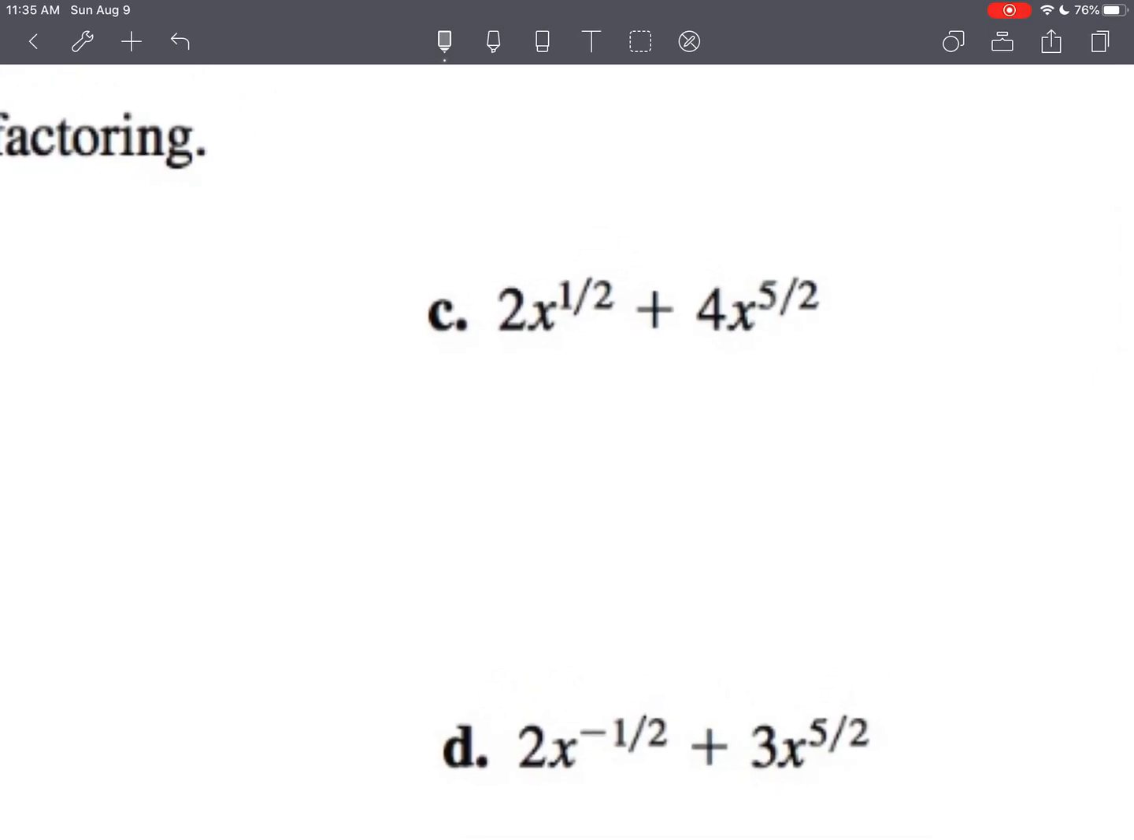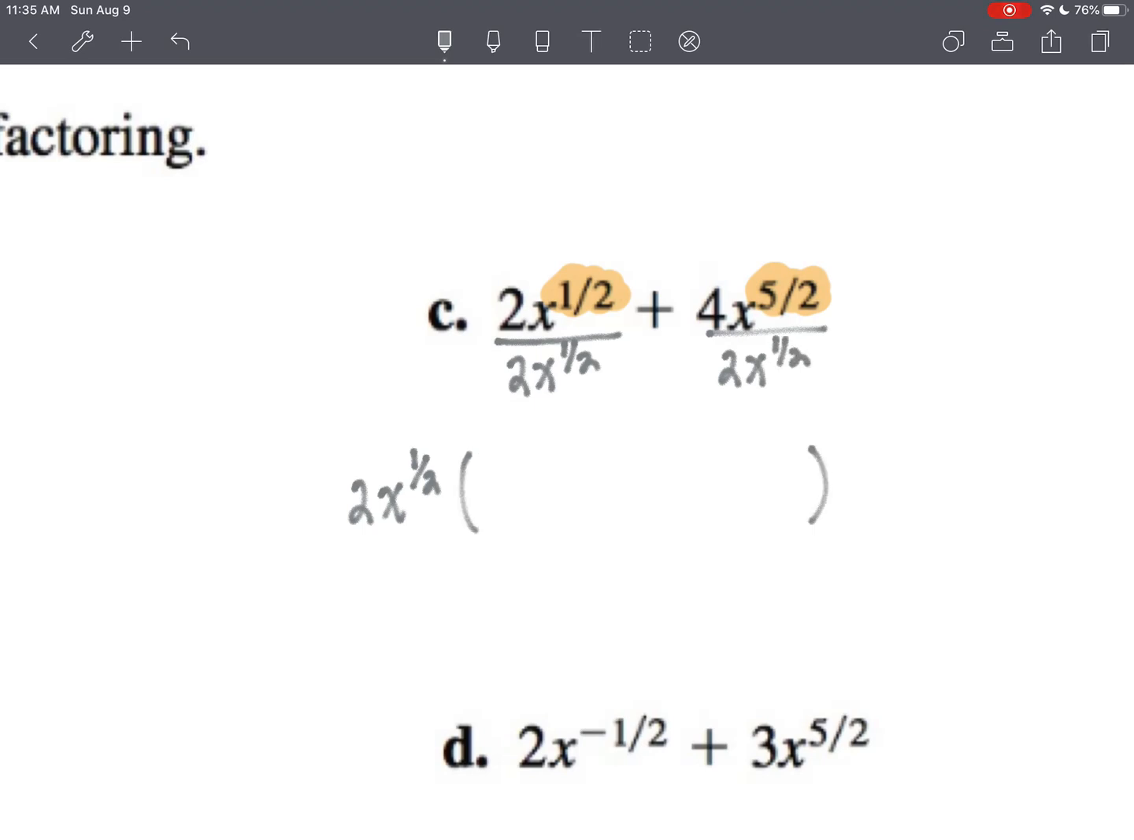So we look at the 2 terms. Not only do they both have the same variable, but they also have a greatest numerical factor of 2. So I'm going to take out a 2 and an x. But what's the exponent of x? Well, we're looking at the exponents between 1/2 and 5/2. The smaller of the 2 is 1/2. So that's what we're going to take out. So we take out the smaller of the 2 exponents. So I'm going to divide that out from each term.